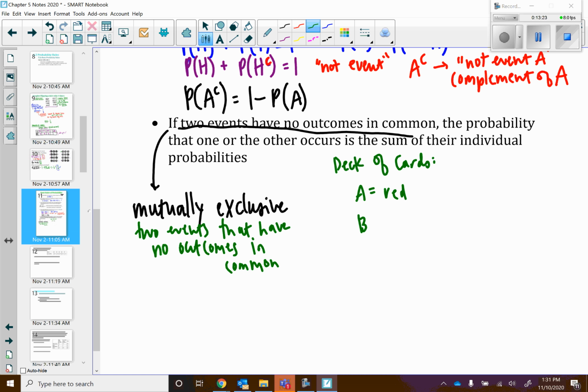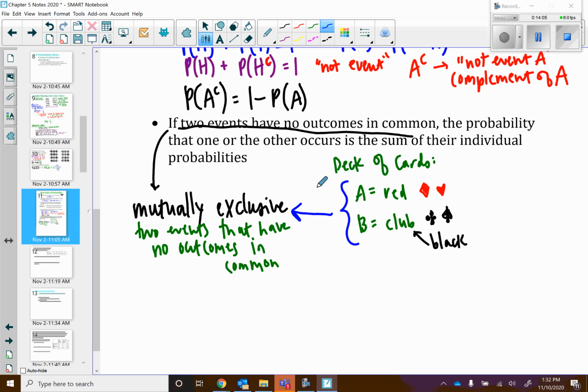Well, if you know anything about decks of cards, which you might need to brush up your skills on, a club is a black card, right? The red cards in a deck are diamonds and hearts, and clubs and spades, which are these guys, are the black cards. And so do these two things happen together? Can I be both a red card and a club? No, I cannot. This is an example of two mutually exclusive events. They do not share any outcomes.